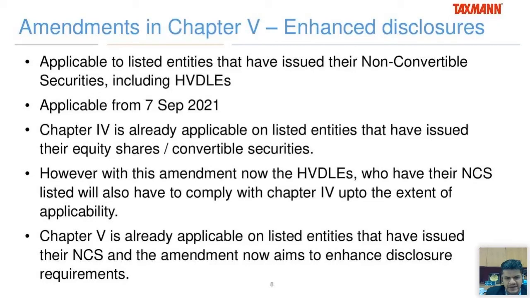Chapter 5 is already applicable to listed entities that have issued their NCS, and the amendment now aims to have enhanced disclosure requirements. So the big change in Chapter 5 is with respect to enhanced disclosure requirements, and these are basically applicable to all debt listed companies, irrespective of whether or not they are high value debt listed entities.